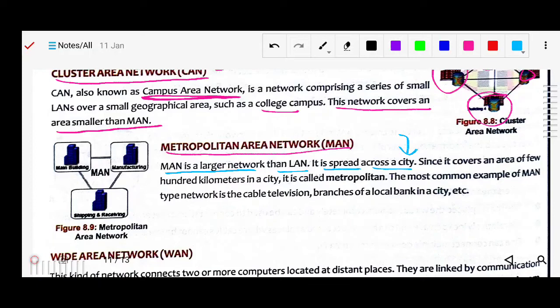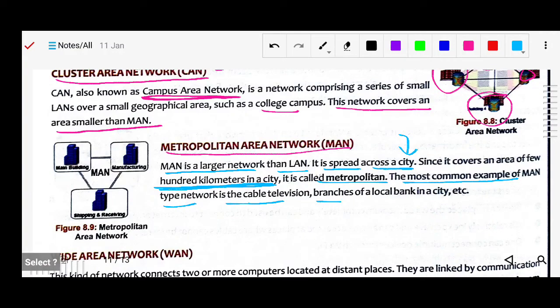Now comes the MAN, the metropolitan area network. Its area is spread across a city. Since it covers an area of a few hundred kilometers, it can cover a few hundred kilometers in a city. It is called metropolitan. The most common example of a MAN type of network is cable television.